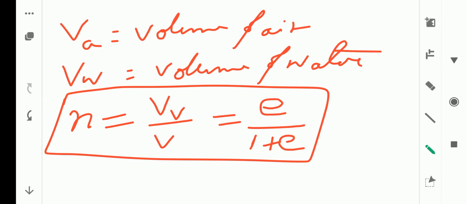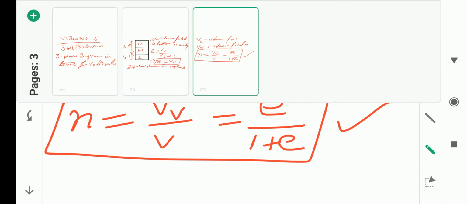What we are trying to do is take all the definitions that we have studied earlier, like porosity, degree of saturation, air content, percentage air voids, and density, that is bulk density, dry density, saturated density, and submerged density. We are trying to write all these terms in terms of void ratio, and it is quite possible. So this is porosity in terms of void ratio.